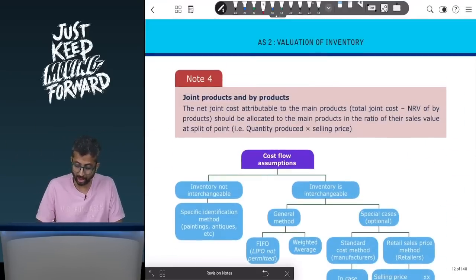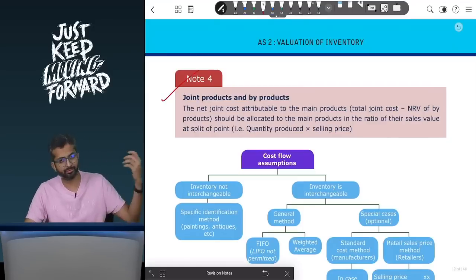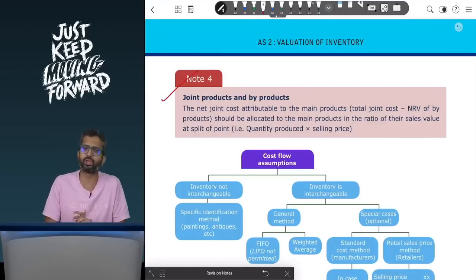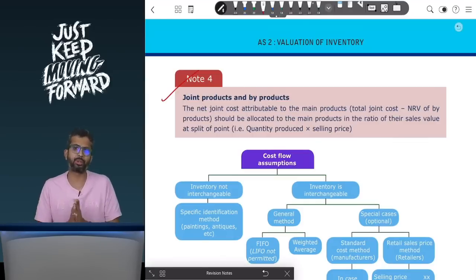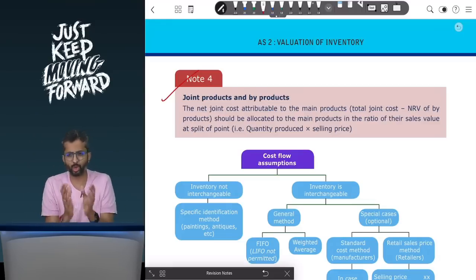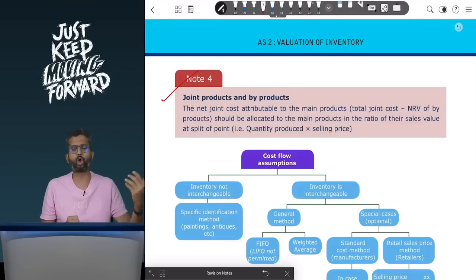Then there is a question on joint and by-products, very similar to question 1b, a good question, which came in your May 2024 exams. Joint products and by-products. Remember, you will calculate the net joint cost, that is the total cost of the materials, joint process costs, etc., minus the NRV of the scrap or by-products.